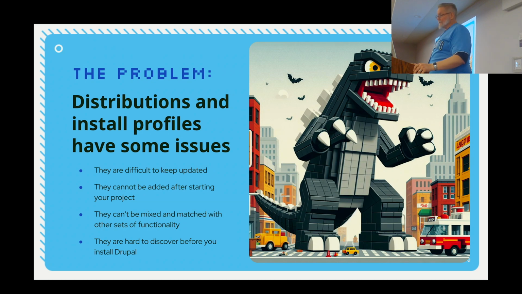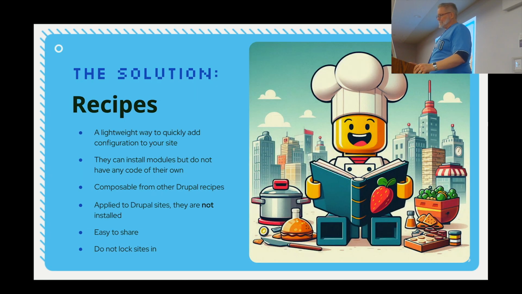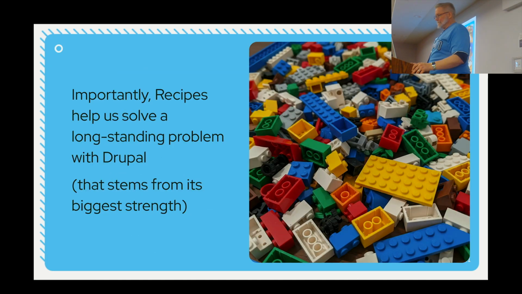You have to sort of start over with your distribution, which is why the Drupal community has come up with this idea of recipes as kind of a lightweight and composable way to add capabilities to your website. So they don't contain any code of their own, but they can install other modules. You apply a recipe to a Drupal site, not install. And really by design, they're meant to be sort of easy to share, and probably most importantly, they don't lock you into a certain approach. So you can apply a recipe, use the parts that you want, rip out the parts that you don't, start over with a different recipe, those kinds of things.